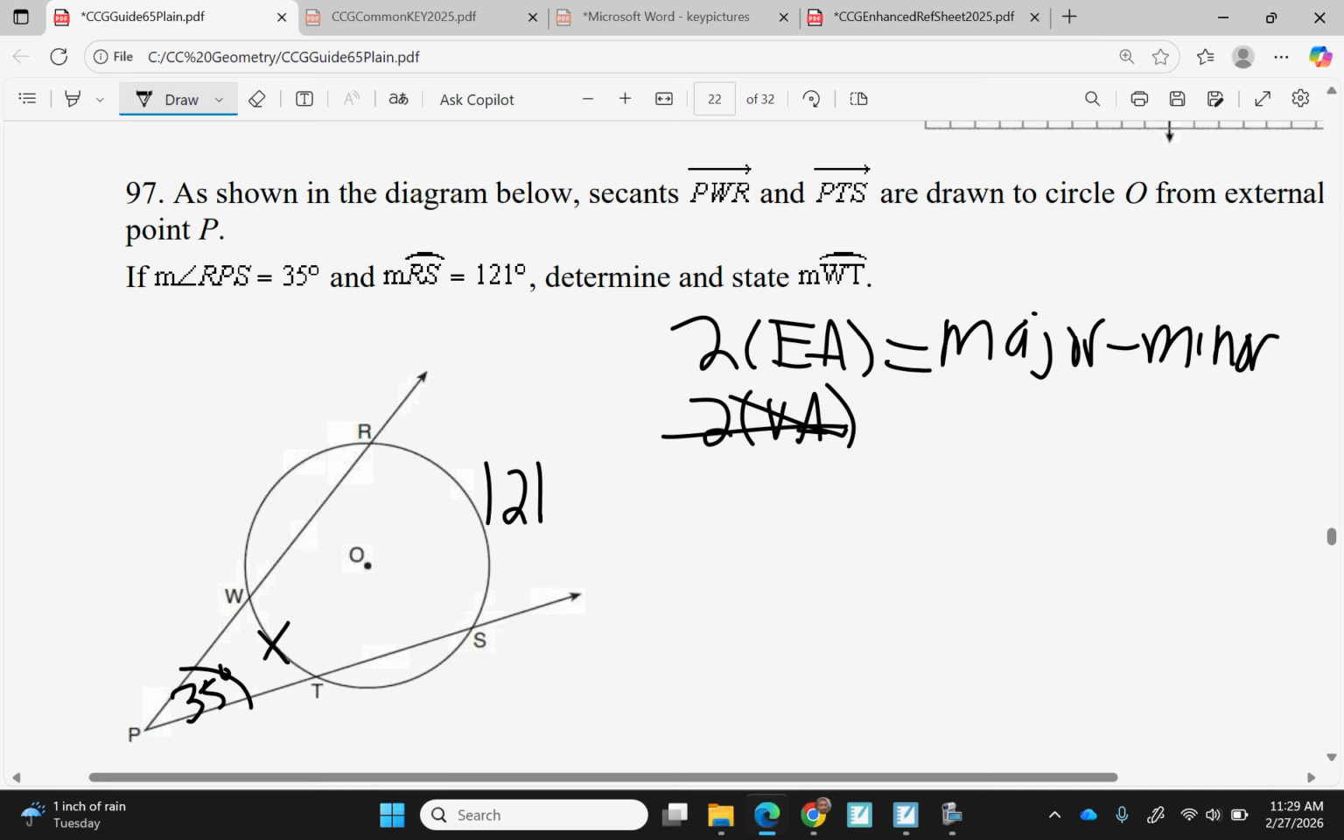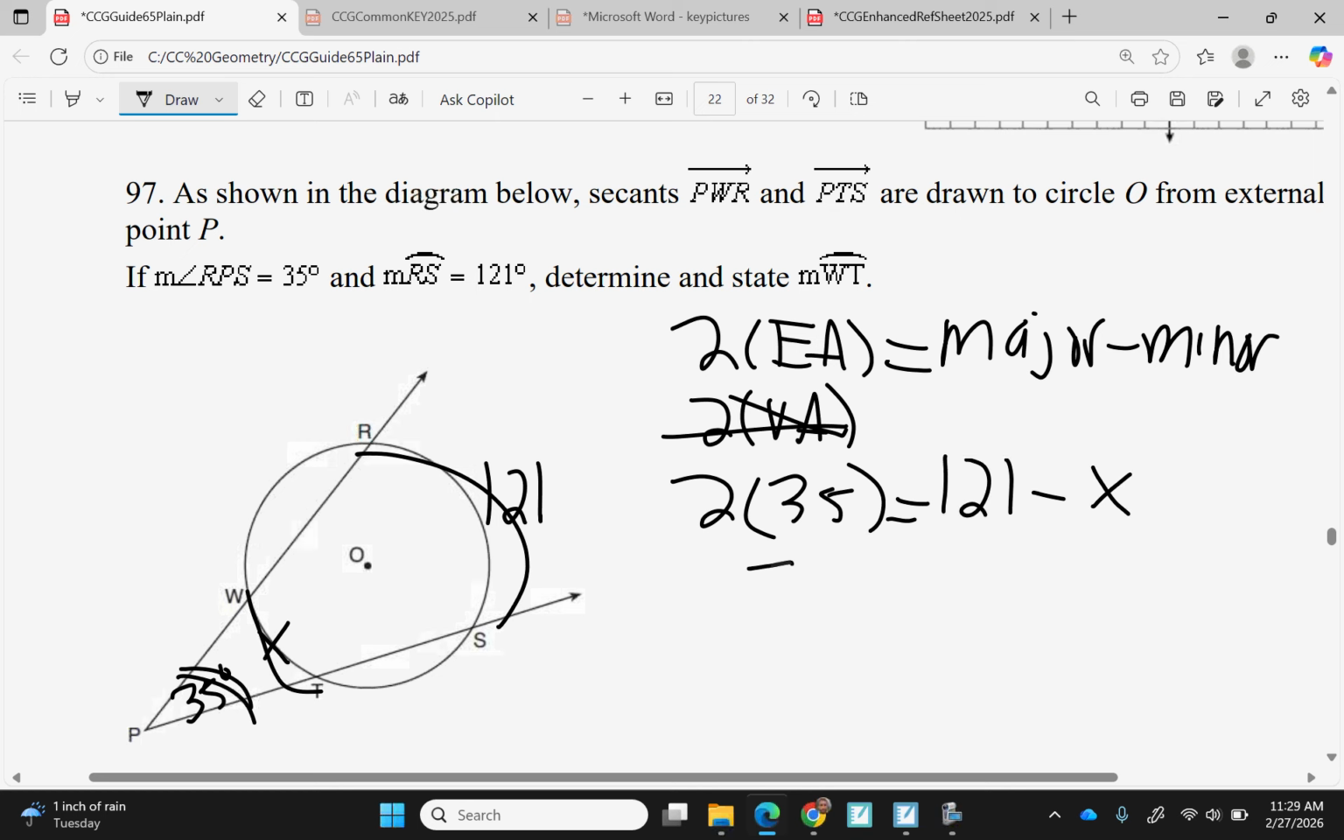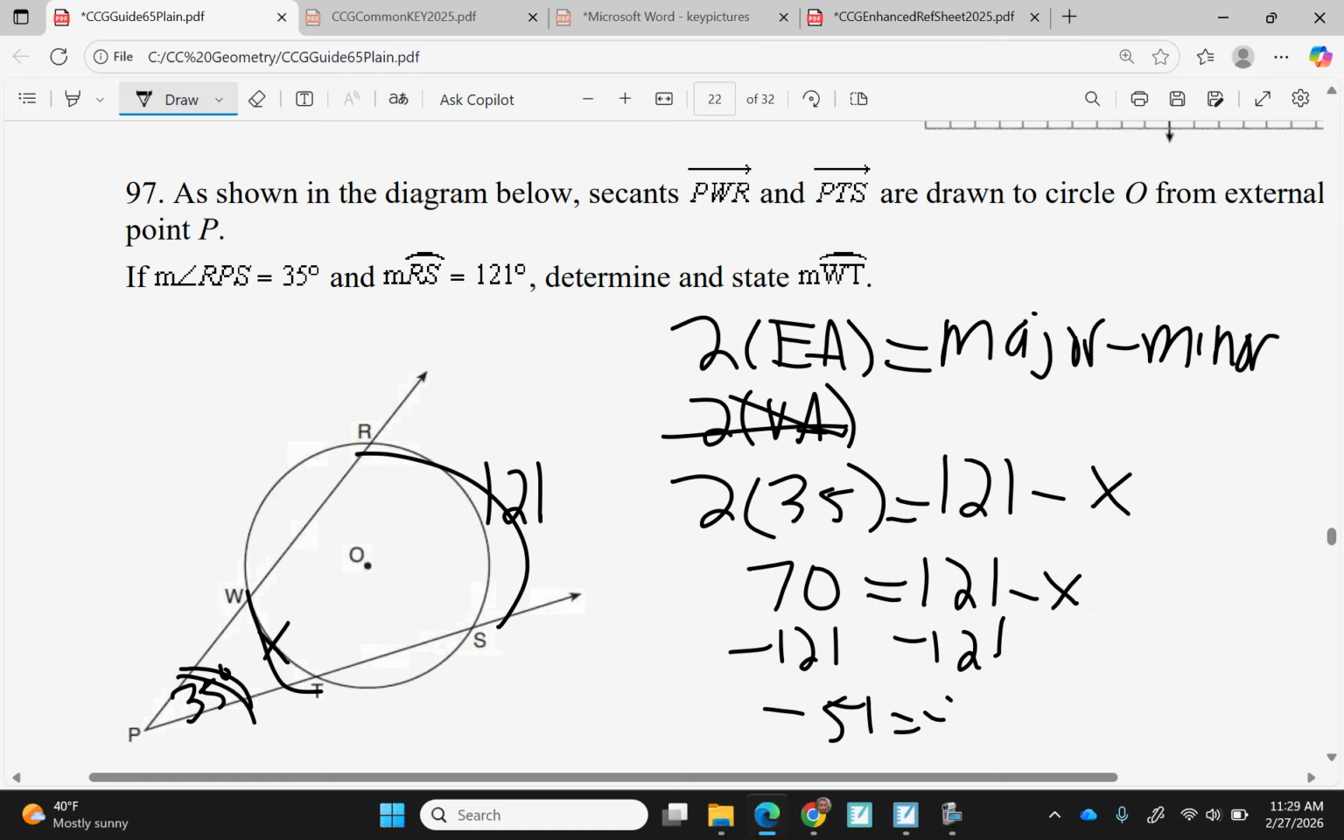From here, it's easy. The exterior angle is 35. The major arc is the big arc, that's 121. The minor arc is the small one, that's X. And I do the algebra, or I use the equation solver. Either way. To get rid of the negative, I would divide by -1, and X is 51.